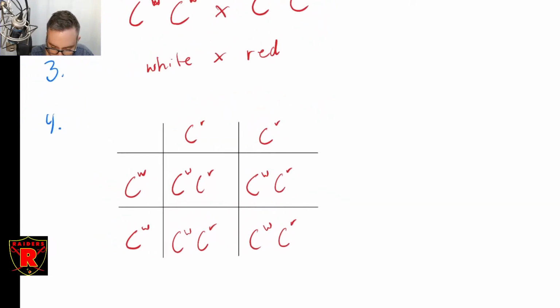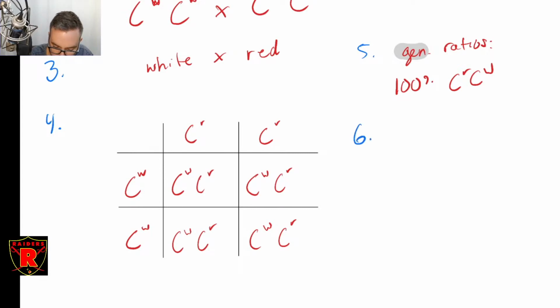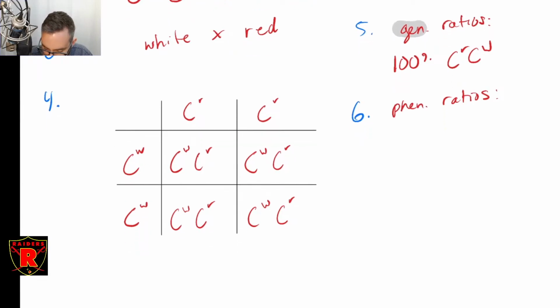If we were to write the genotypic ratios here, just step 5. Genotypic ratios, I'm short forming genotypic, by the way, to just gen here, for brevity. Genotypic ratios are all the same. So this is going to be 100% CR/CW. And then our phenotypic ratios are going to be, CR/CW is roan. So this is 100% roan babies.